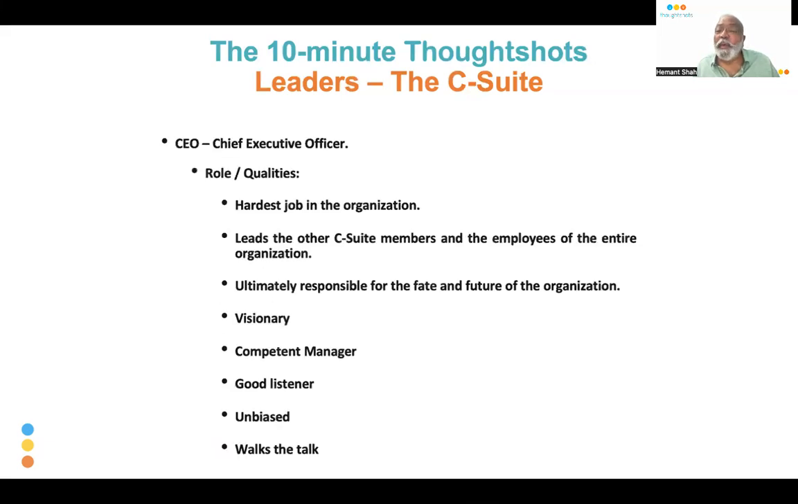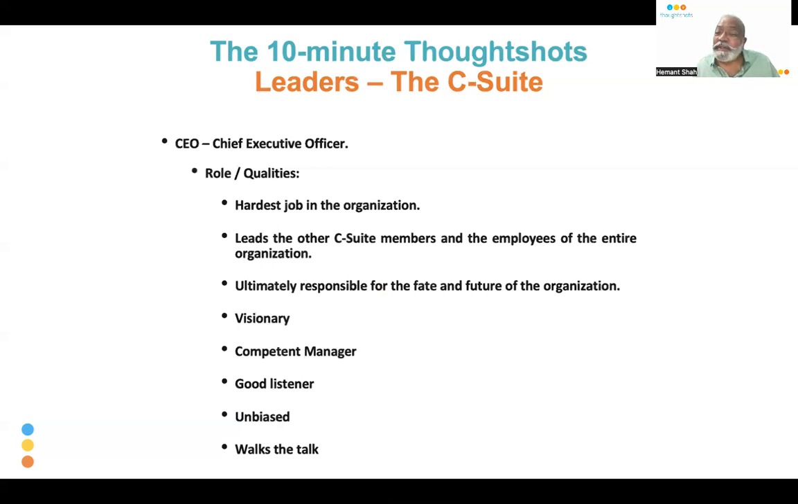The second is the CEO. I said there are a few common positions, and I think the most common of them is a CEO. Every organization, I would believe, has a CEO or somebody who is wearing the cap of a CEO. Again, we look at what the role and qualities should be. Trust me, this is the hardest job in any organization. Why? Because the future of the entire organization lies on his shoulders. He is the one who's carrying that load, that stress, that responsibility all the time.